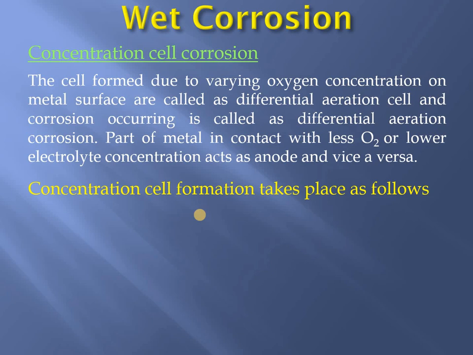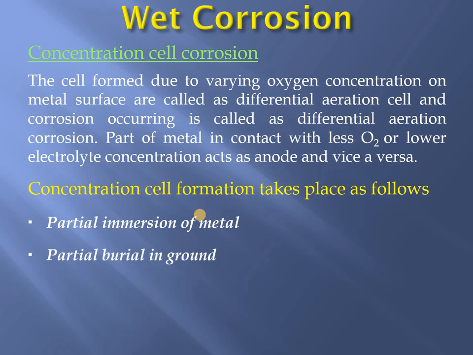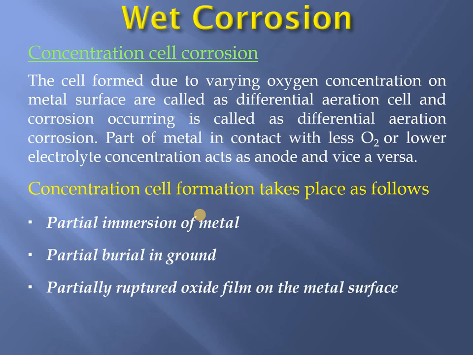The concentration cell formation takes place in four ways. First is the partial immersion of the metal. Second is the partial burial of the metal in the ground. Third is the partial rupturing of the oxide film on the metal surface, and fourth is the presence of crevices on the metal. Now we will discuss one by one.